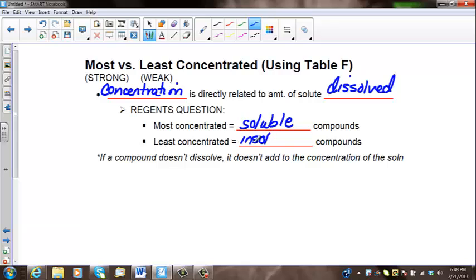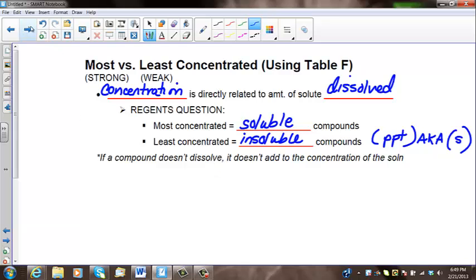Because if something's least concentrated, it's forming a precipitate. There isn't going to be any solvent involved. If a compound doesn't dissolve, it doesn't add to the concentration of the solution, meaning it's least concentrated or insoluble, precipitate, aka solid.